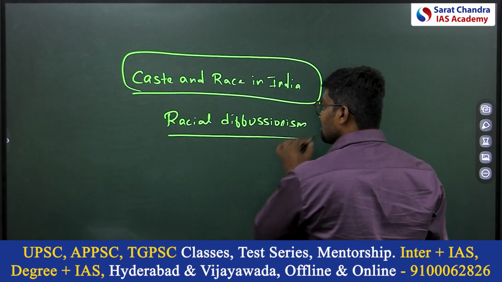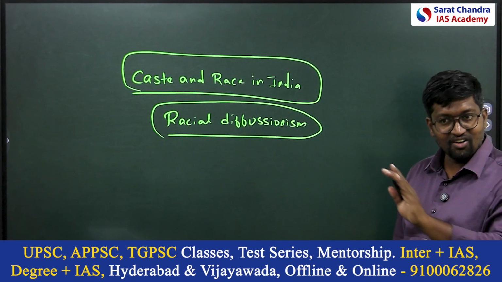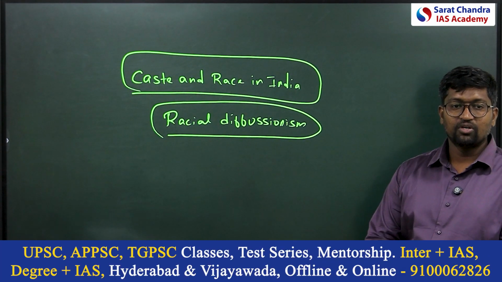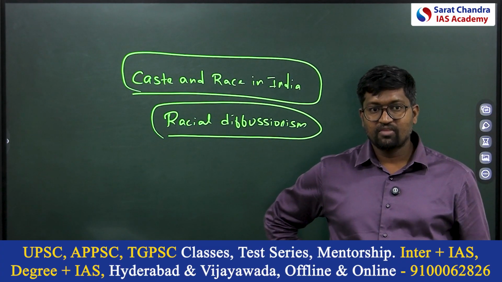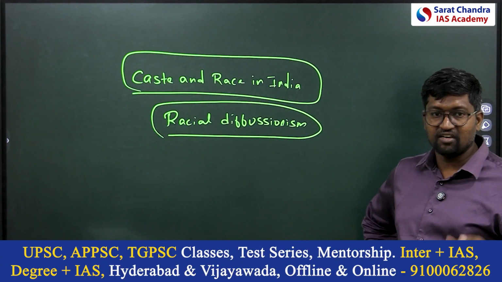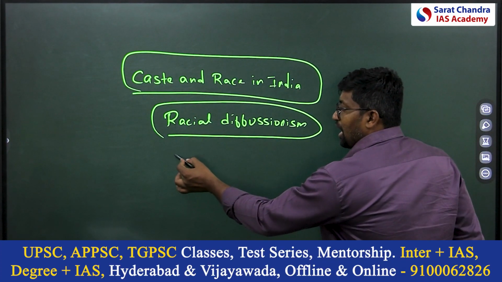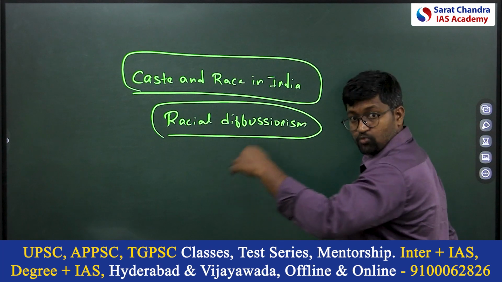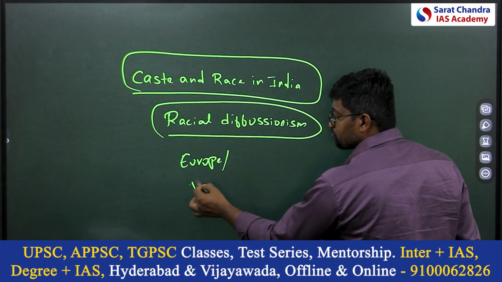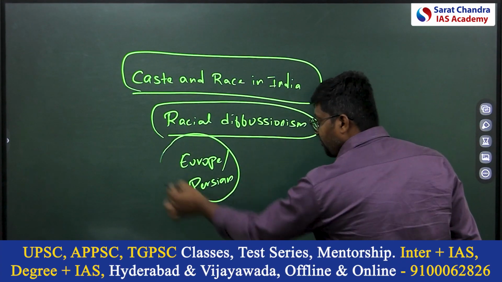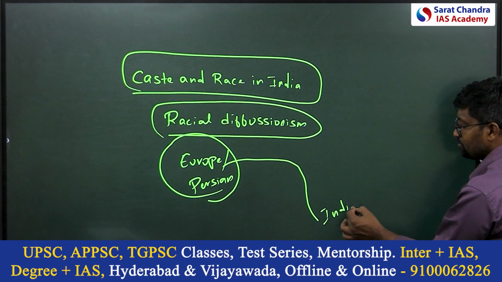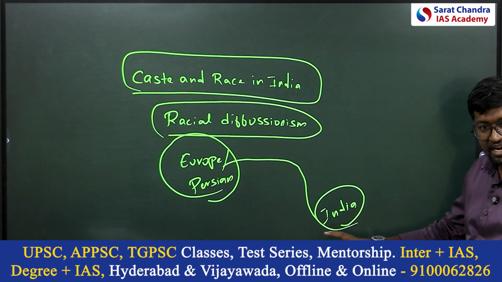In your NCERT, there is only the word. They did not explain diffusionism, but we are explaining it because Ghurye also followed diffusionism. That we will discuss in our classrooms, no need to worry, but as it is included, to make it easy, we are discussing it. What is diffusionism? Aryans were the original inhabitants of Europe and Persia. Persia is Iran. From there, they entered into Central Asia. From Central Asia, they entered into India.